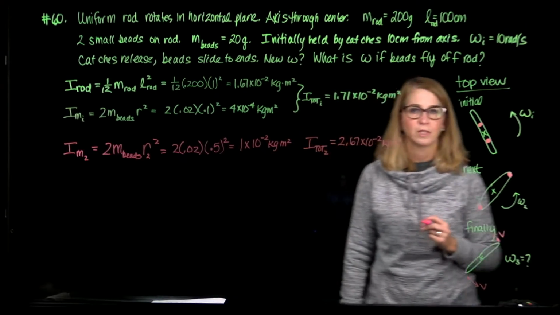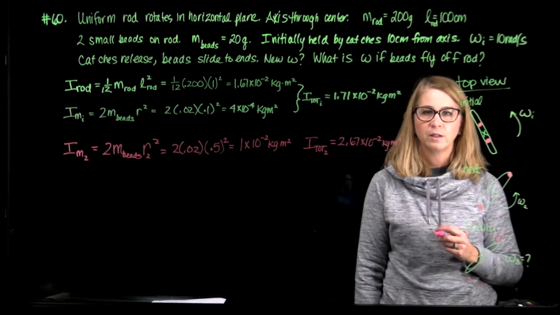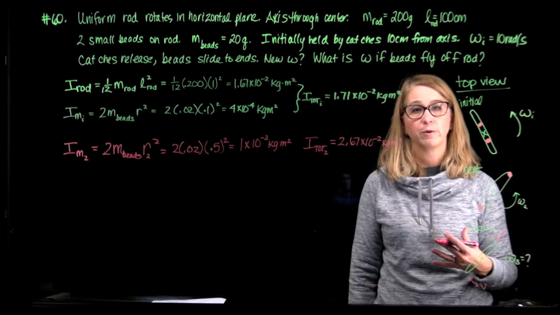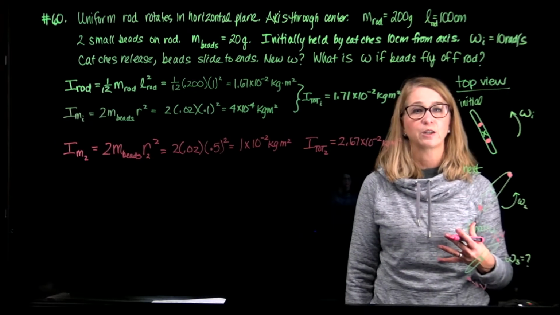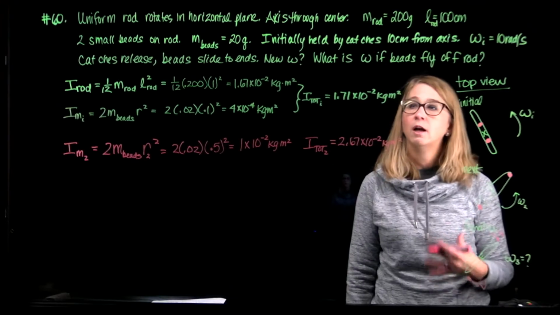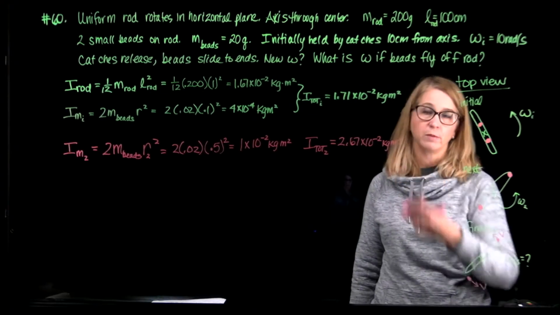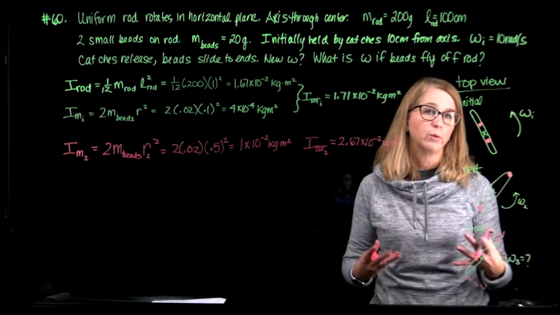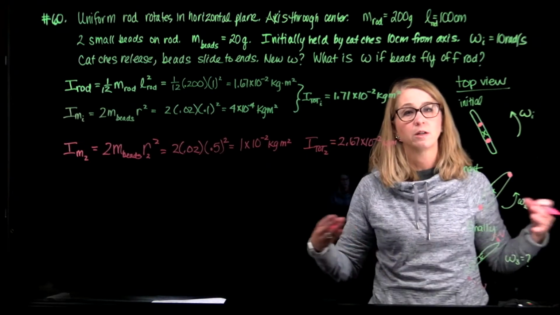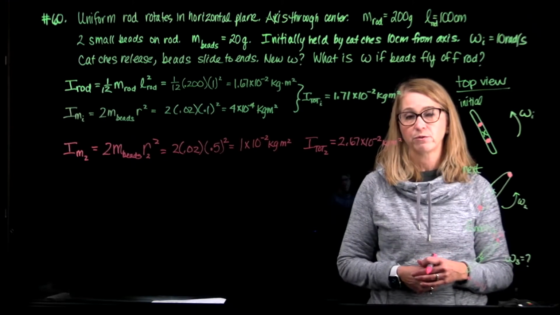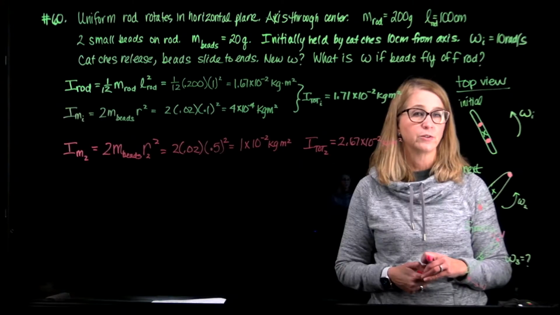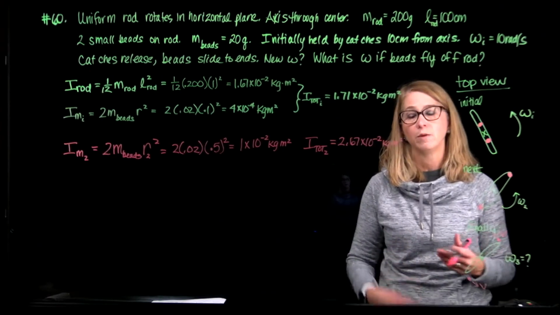Okay, I'm going to move aside so you can see those numbers. The idea in this case is we're using the conservation of angular momentum. You should have an expectation of what's going to happen. Obviously, we see from our numbers that our moment of inertia is increasing as the beads move outward. We would have expected that anyway because there's mass further away from the axis of rotation. So we know the angular velocity is going to decrease, but let's see how much.